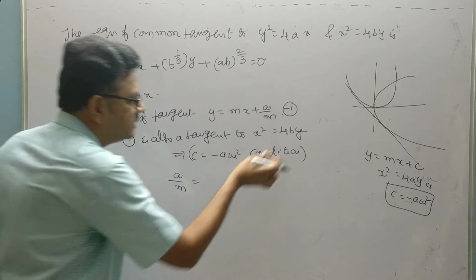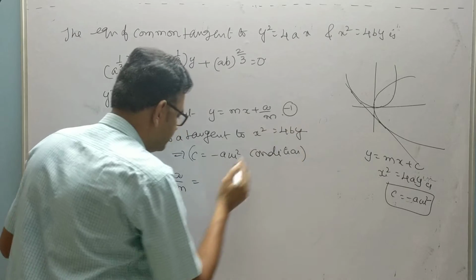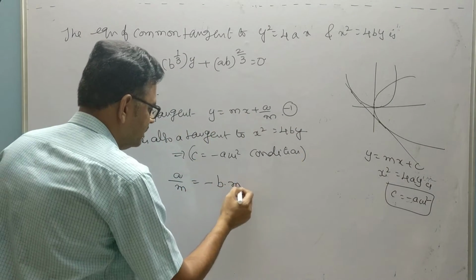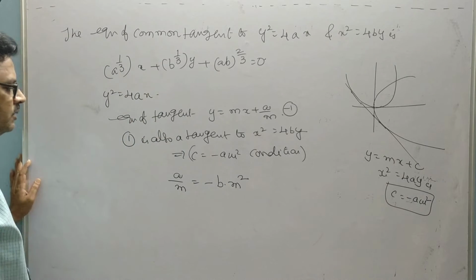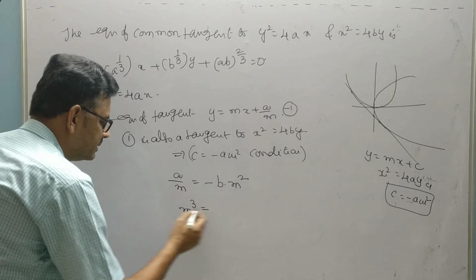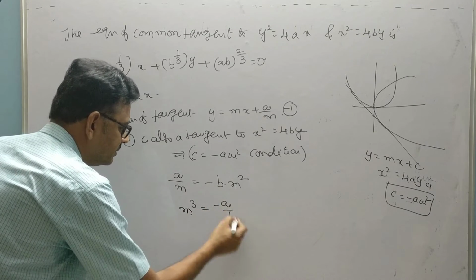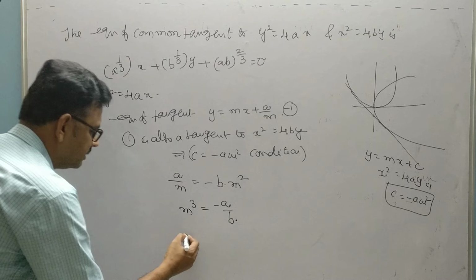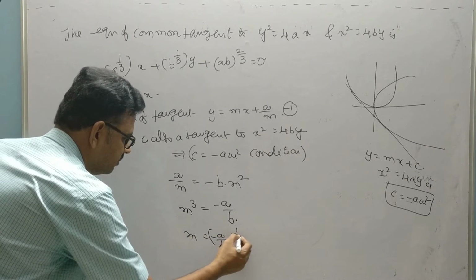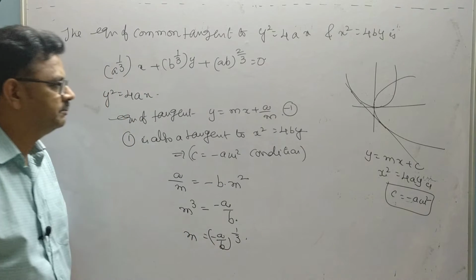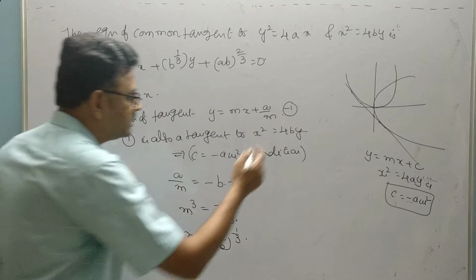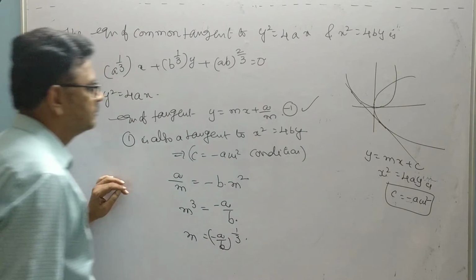a by m equal to minus b into m square. Here a is from y square equal to 4ax, and in the second parabola a is minus b. So by cross multiplication, m cube is equal to minus a by b. Therefore m is equal to minus a by b whole power 1 by 3. So that is m. In place of m you write this.